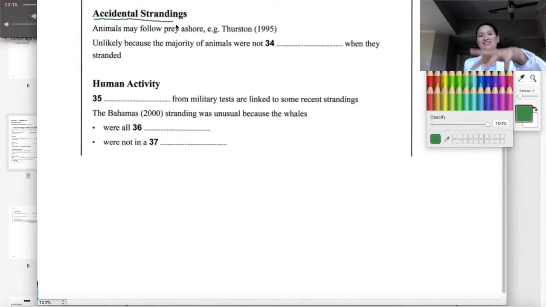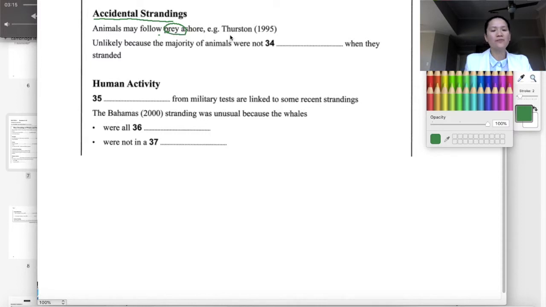Can you hear that one? They strand accidentally because they follow their prey. You know the word prey, yes? Like animals eat prey. Prey แปลว่าเหยื่อของสัตว์ In this one, what are they talking about? You have to find out. Okay, see this one. Read this one together. Animal may follow prey ashore.